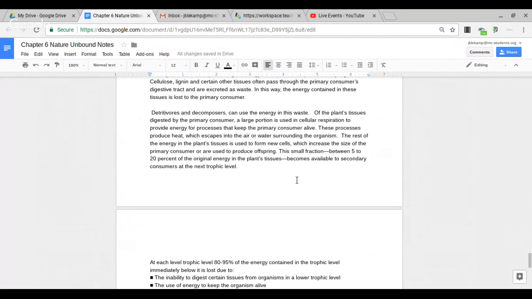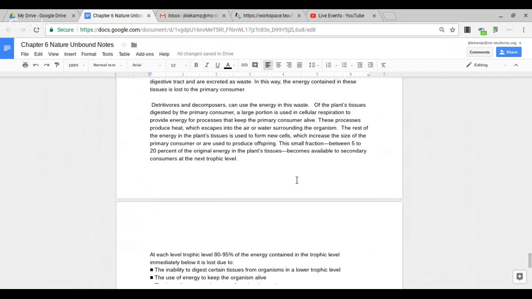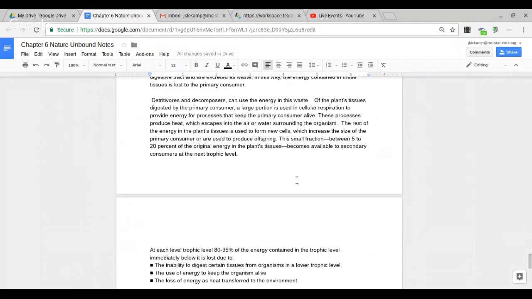Of the plant's tissue digested mainly by the primary consumer, a large part of it is used in cellular respiration to provide energy for the primary consumer to stay alive. These processes produce heat, which escapes into the air or water, wherever they're at. The rest of the energy in the plant's tissue is used to form new cells, which increases the size of the primary consumer, or is used to produce offspring. So only a small fraction, about 5 to 20% of the original energy in the plant's tissue, becomes available to the secondary consumer who is eating the primary consumer.